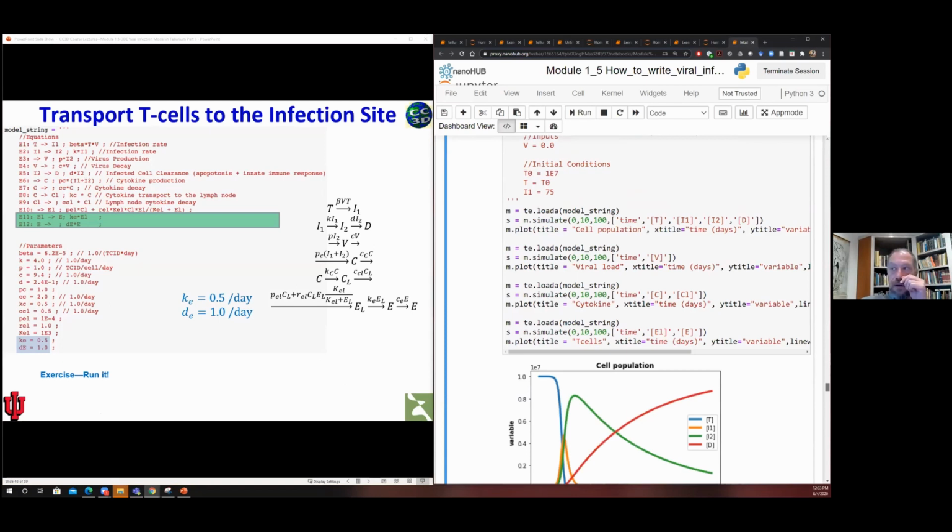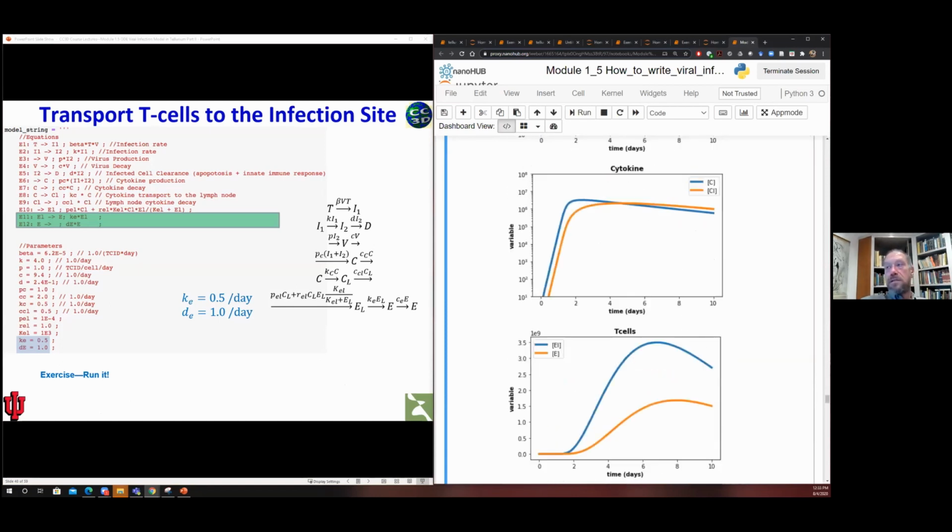And you can see now that our population of T cells in the tissue, which is E here, starts low. At 2 days, it increases to a maximum of a lot, probably more than we should have, like several orders of magnitude, and then gradually decreases again.